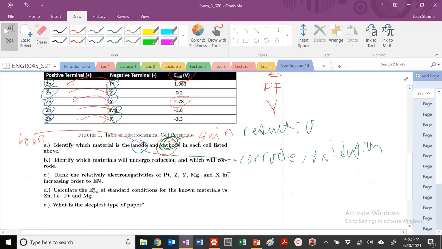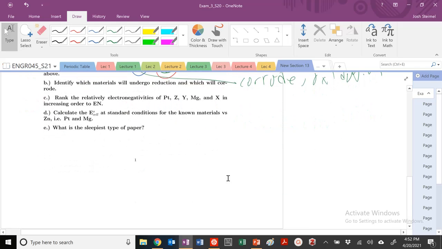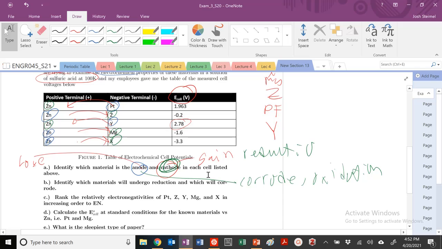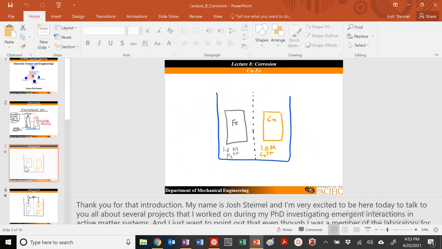Then it says, finally, calculate E naught of the cell at standard conditions for the known materials versus zinc, i.e. Pt and Mg. So we need to recalculate. For these known materials, what is my E naught? For this one and for this one. Let's pull up our lecture notes.